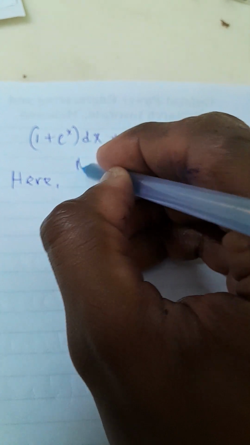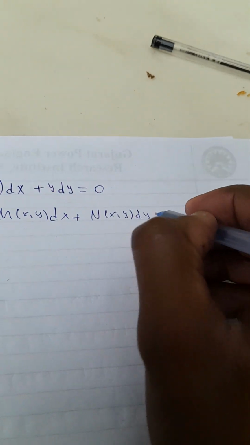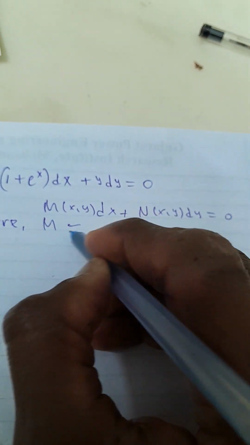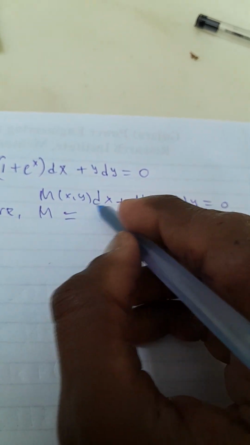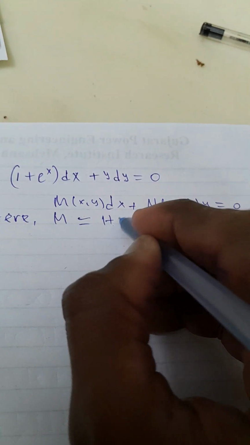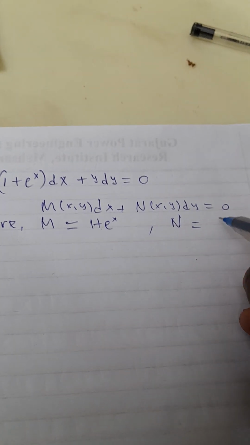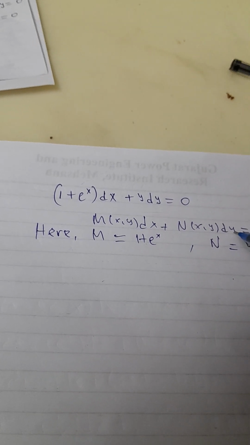Here we just have to compare. We have M of x, y dx plus N of x, y dy equal to 0. Just compare to find M. M of x, y will be the expression that is linked strictly with dx. So this is 1 plus Euler's number raised to x. And N is equal to y, because this is the expression linked to dy.